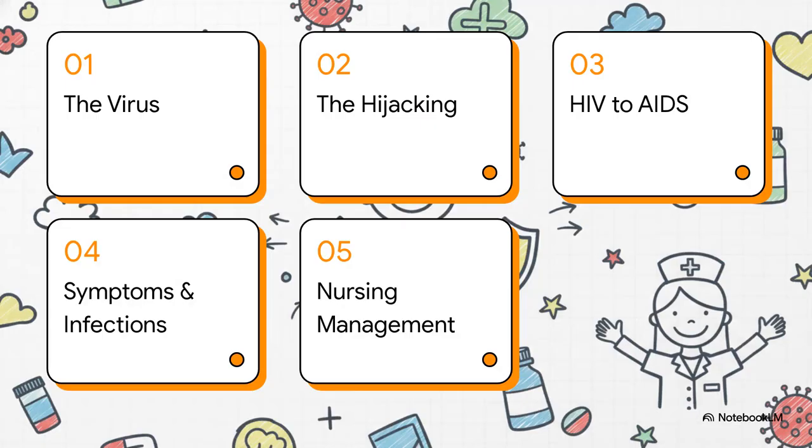All right, so here's our game plan. First, we'll get to know the virus itself. Then, we'll see exactly how it pulls off this incredible hijacking of the immune system. After that, we'll follow the breakdown from HIV to AIDS, look at the very real physical impact, and then wrap it all up with our nursing interventions. It's a super logical path: cause, effect, and then action.